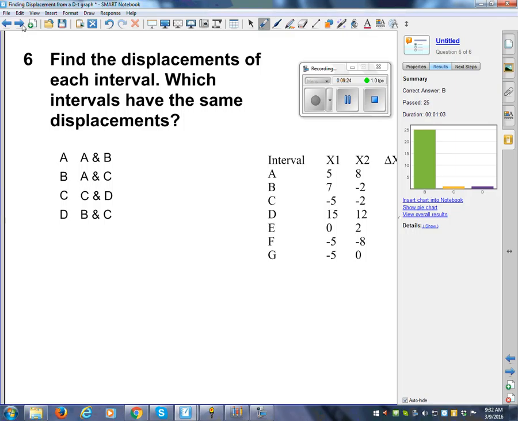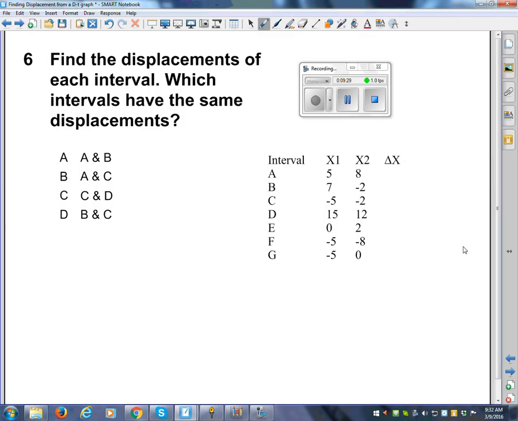Okay, which ones are all the same? It's answer B. A and C are all the same. Right? What are the displacements? That's going to be 3. This is going to be minus 9. That's going to be plus 3, minus 3, plus 2, minus 3, plus 5, right? Okay, so the two that are the same are right there.